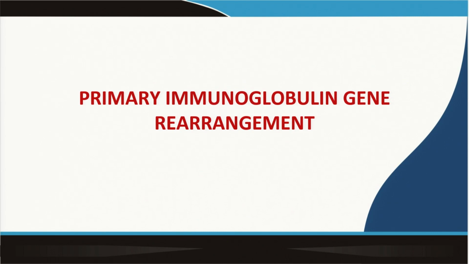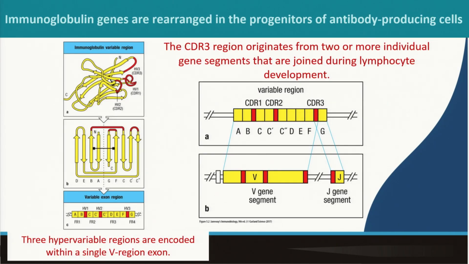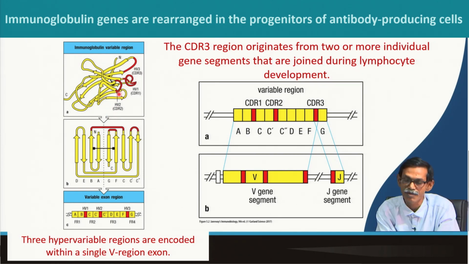So, primary immunoglobulin gene rearrangement I will discuss now. Okay. So, this picture you have already seen, right. So, this part I am coming again and again, you see. So, the red part is the most important region of antigen interaction.